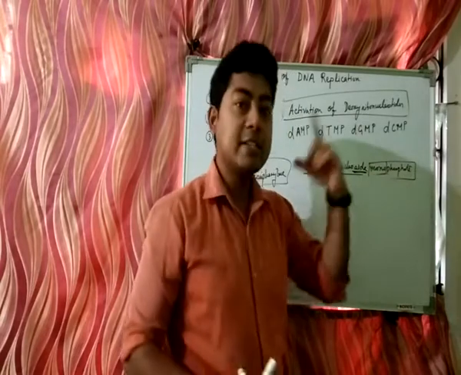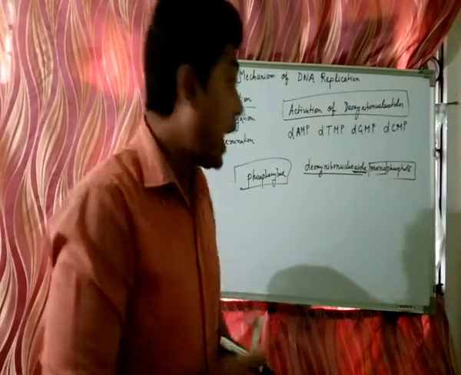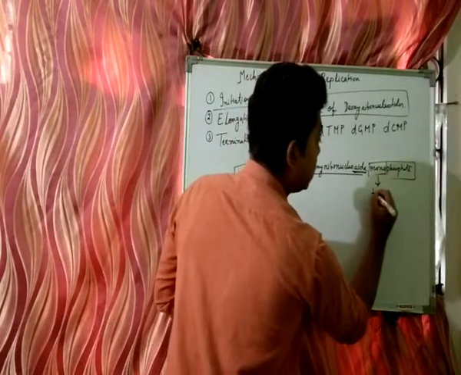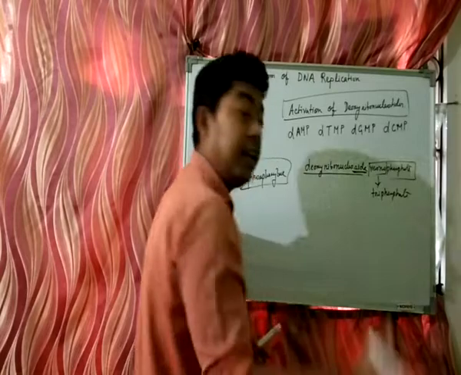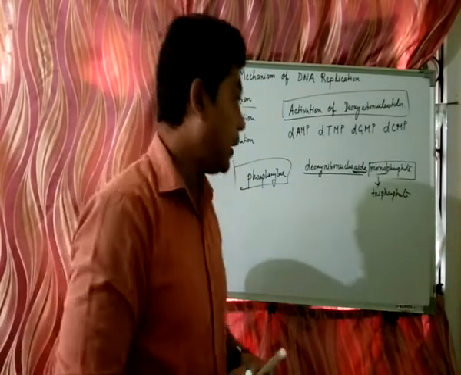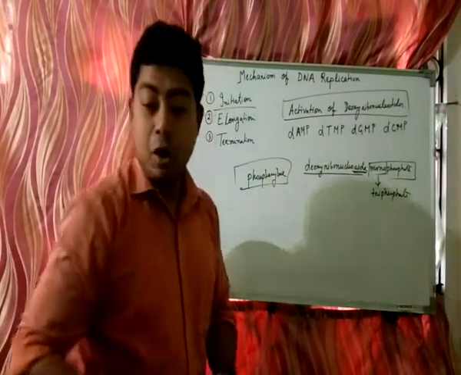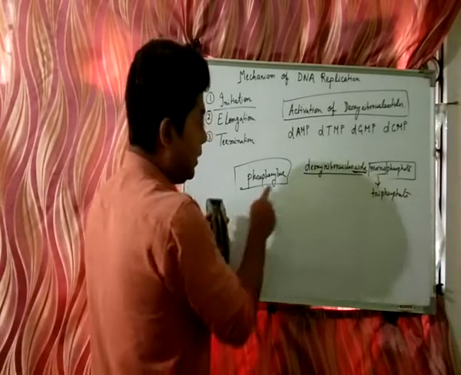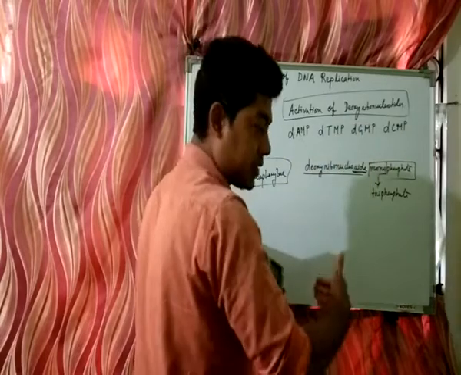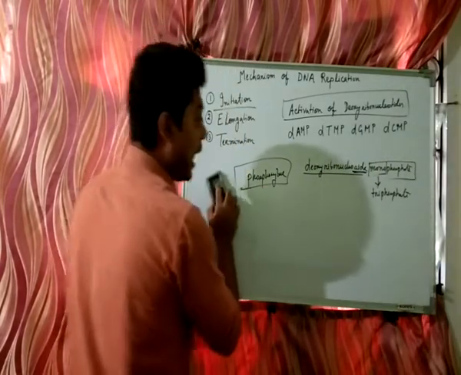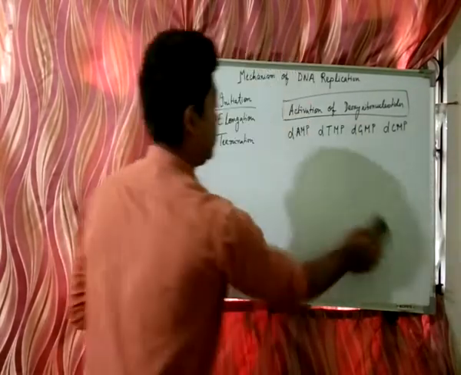How many phosphates? A single phosphate. So to become active, you have to convert it into which form? Triphosphate. That means having 3 phosphate groups. Okay, so how does it occur? Here, from mono to tri means the addition of another 2 phosphates. That is done with the help of the enzyme phosphorylase.